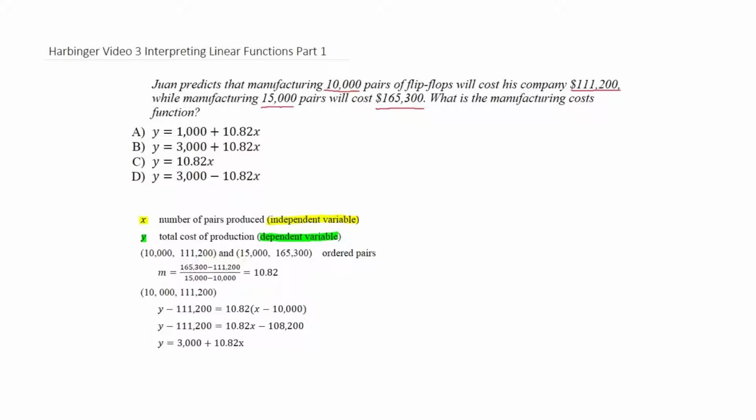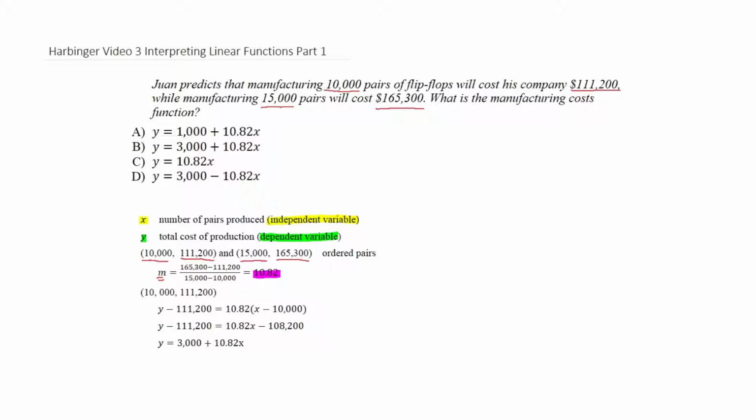We are given two ordered pairs, 10,000 and 111,200, and 15,000 and 165,300. So we can find the slope. m is equal to a fraction, 165,300 minus 111,200 over the difference between 15,000 and 10,000. And the answer will be 10.82. So this is our slope.